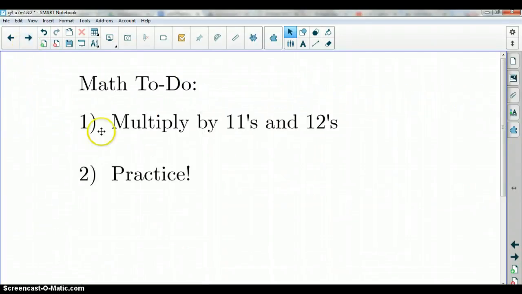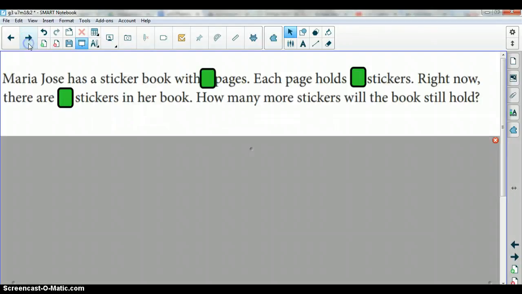And then session 3 would be, this is module 1, session 3 and 4 combined. So I put these together because they kind of went well together, and the main idea is multiplying with 11s and 12s by making use of the linear units. Now, whether you have kids actually touch and use the linear units is up to you. I've made the file to where they could manipulate it on the Smartboard file.